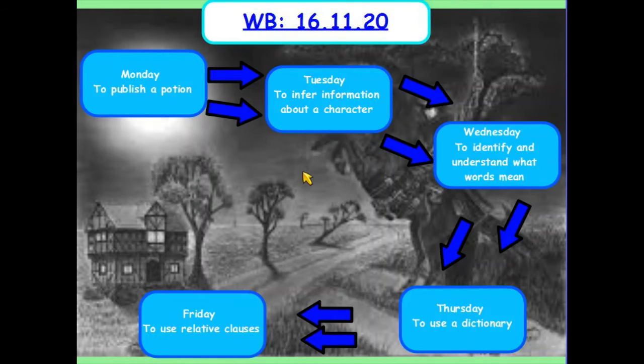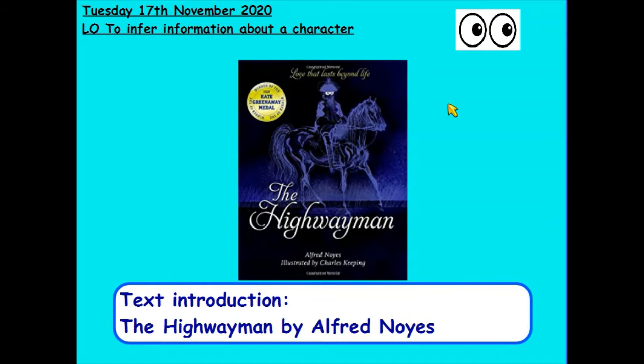This is your learning journey for the rest of the week. So you're going to be moving on to something different. So what we would like you to do for our second lesson of the week is to infer information about a character. Now you are going to be learning about the Highwayman, which is a really special text. It's a poem by Alfred Noyes.